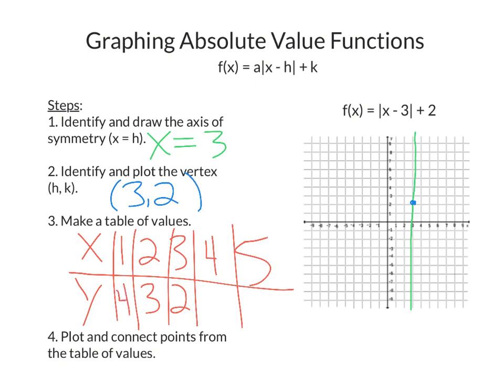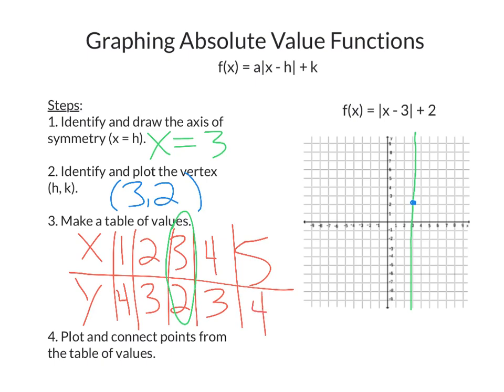Now since I have an axis of symmetry at x equals 3, I know that my table is also symmetrical, so I don't have to plug in 4 or 5. I know that if I plugged in 4, I would get a y value of 3, and if I plugged in 5, I would get a y value of 4.